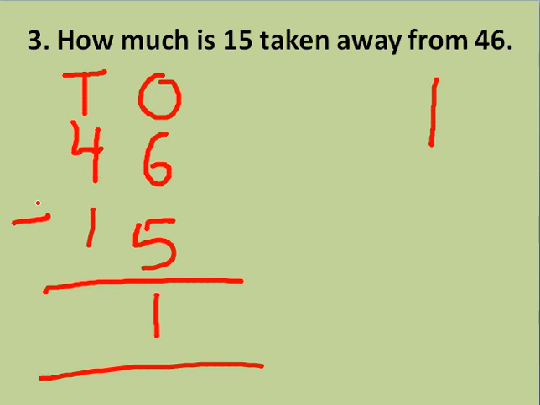Same like that, 4 minus 1. After 4 I'll start my backward counting and come up to 1. After 4 it is 3, 2 and 1. After 4, I started my backward counting and I came up to 1. Now let us count how many standing lines are there. 1, 2 and 3. 3 standing lines. So how much is 15 taken away from 46? It is 31. I hope you have understood this simple subtraction using backward counting.